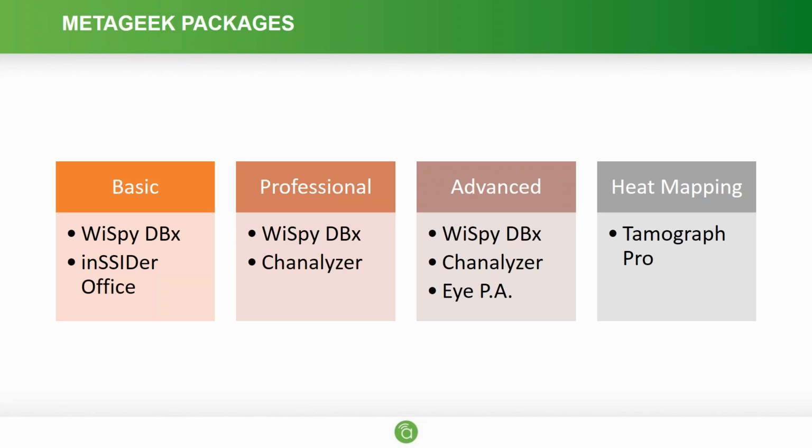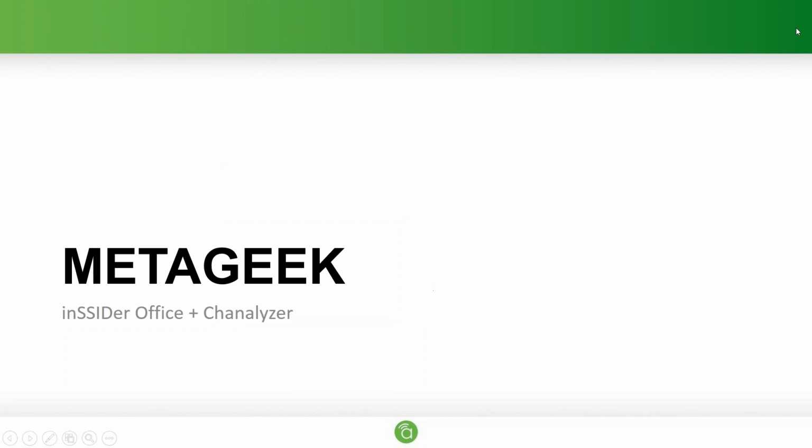So we provide 4 basic packages. We've got the basic package, the professional package, the advanced package, and the heat mapping package. Today, Joel will walk us through the basic and the professional package and their content, and there will be another session, I think in mid-August. We'll send you the reminder and the invitation for the advanced package. With that being said, I'll turn it over to Joel, and he will take it from there.